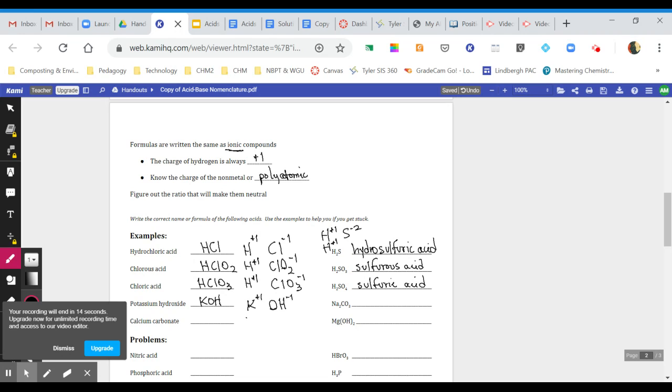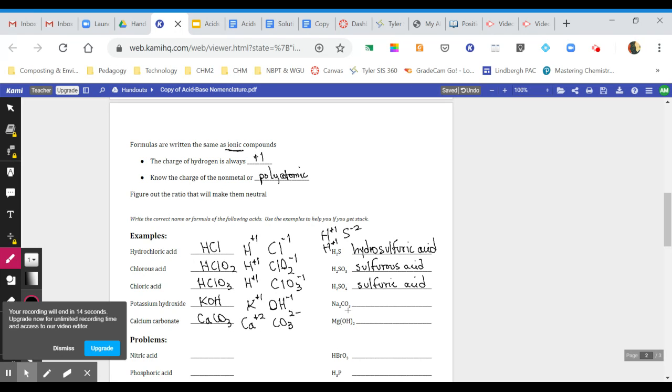Calcium carbonate. Calcium has a +2 charge. Carbonate is one of our polyatomic ions. It's CO3, and it has a -2 charge. So the +2 and the -2 balance each other, and we end up with CaCO3.